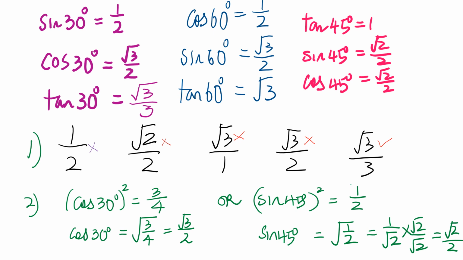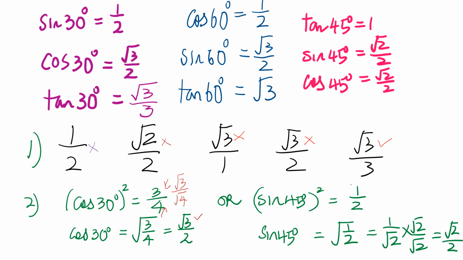However, 3/4 is the value for square of cosine 30. We're not finding square of cosine 30, we're finding cosine 30. Therefore, I need to square root my 3/4. So when I do that, I can just apply the rules of surds. That will give you square root 3 over square root 4, and square root 4 is 2. So therefore, the answer for cosine 30 is square root 3 over 2. So this one could be an easier method for some people, right?